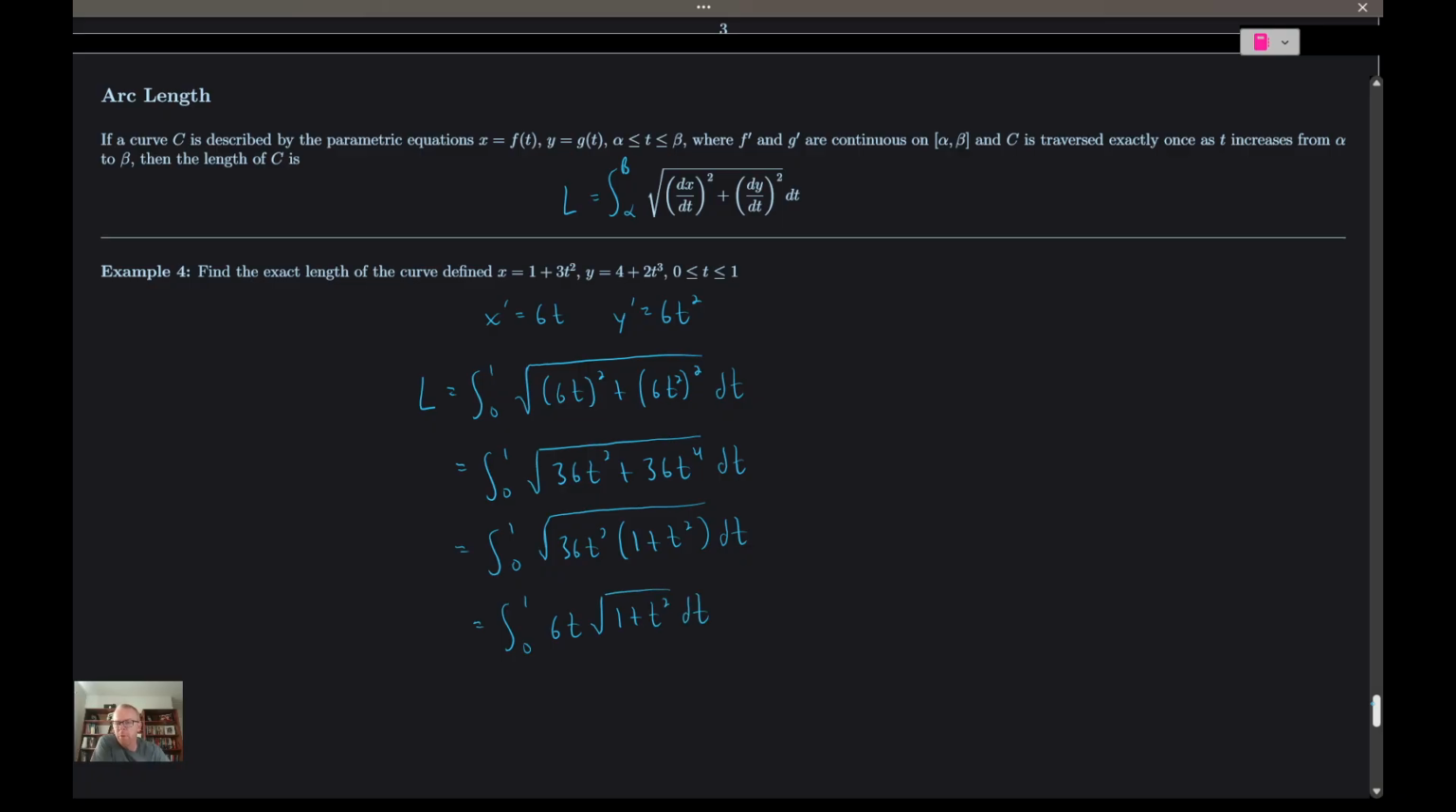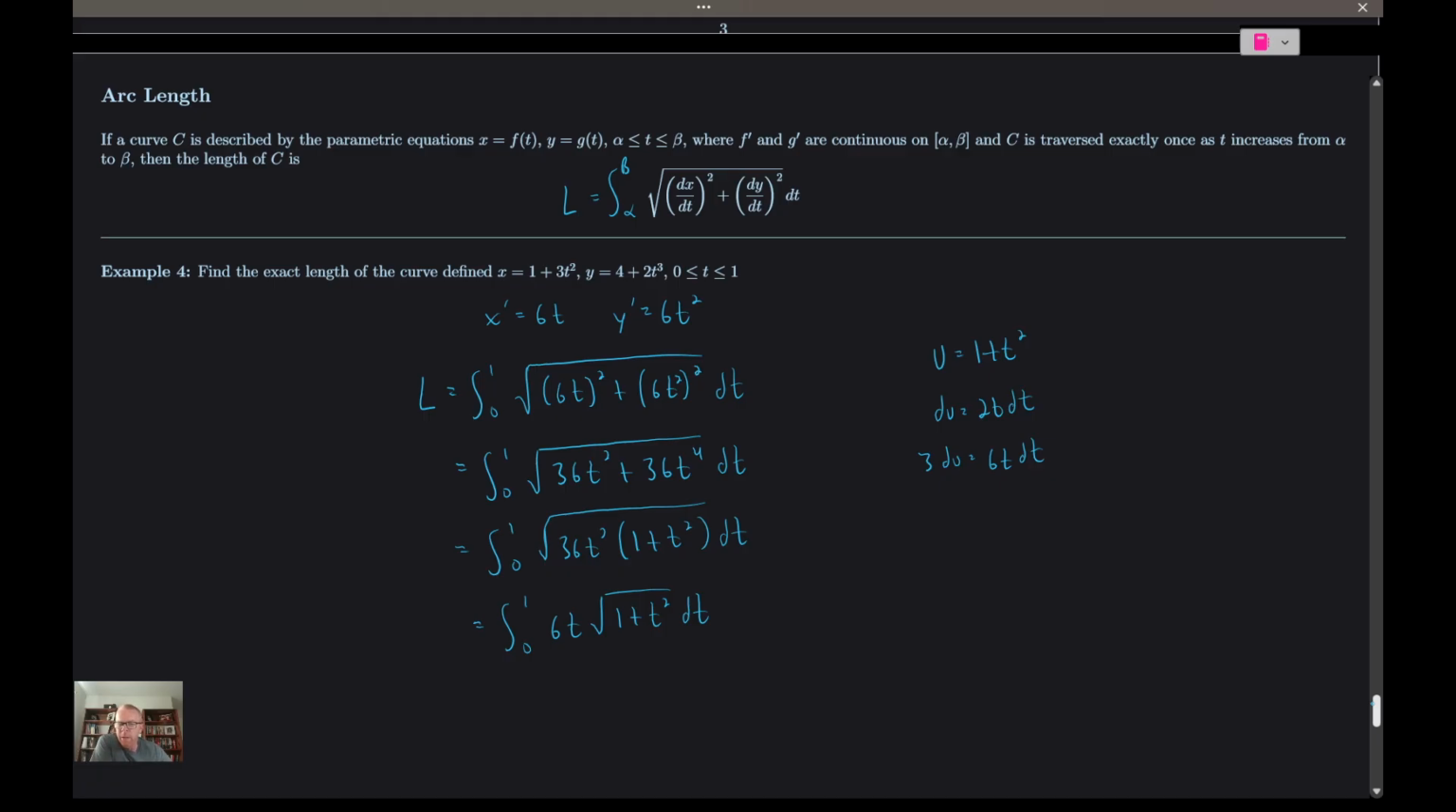And so now maybe use u substitution, so we can let u equal 1 plus t squared. Du would be 2t dt. Let's look at our integral. And before we do that, we have 6t here, we have 2t here, so we need to multiply this by 3. We actually need 3 du to equal 6t dt.